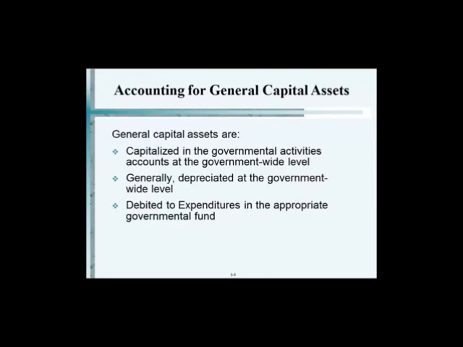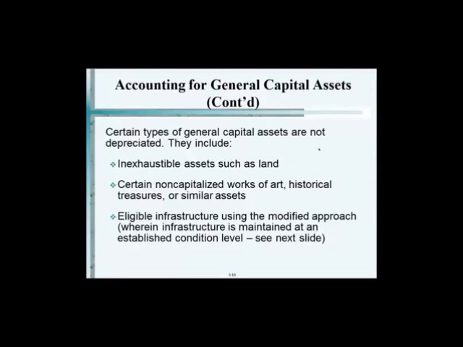And this talks a bit about depreciation, things that you cannot depreciate. And we'll talk about infrastructure in a moment. Two things you don't depreciate: land, and certain non-capitalized works of art, historical treasures, or similar assets, which makes sense. And finally, infrastructure, which we'll talk about in one moment. Any questions so far, by the way? Now, there's always a question or two on this topic.